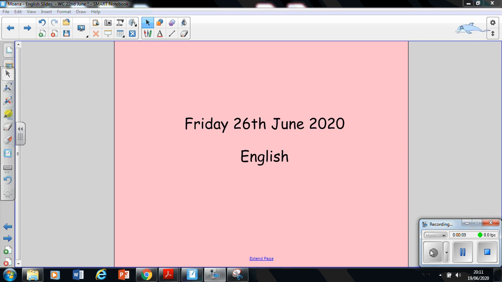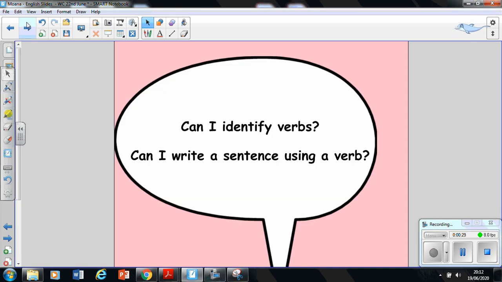We're going to carry on with our English learning on Moana, and yesterday, or if you did it before that, we did work on verbs, and we're going to carry on learning about verbs today as well. So without further ado, we're going to begin our learning.